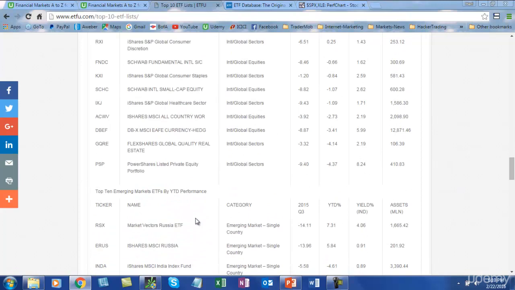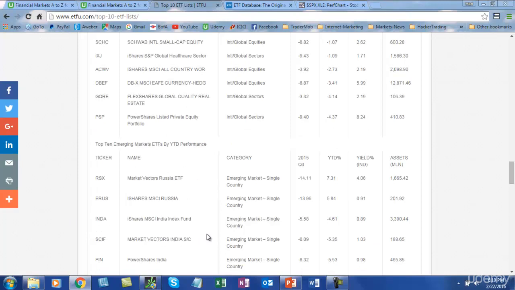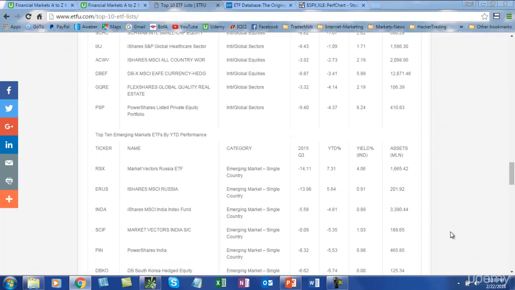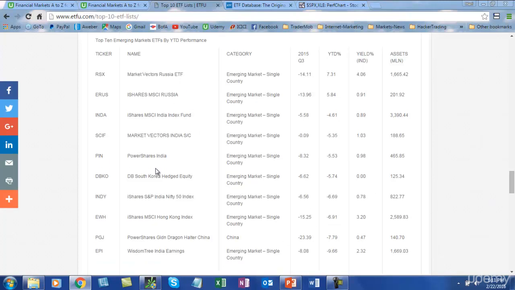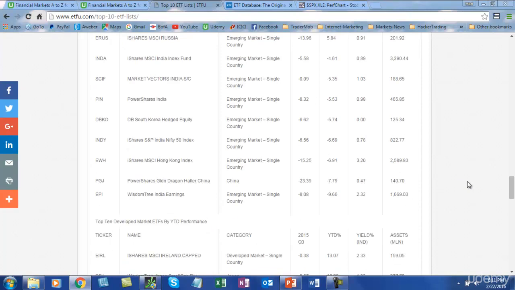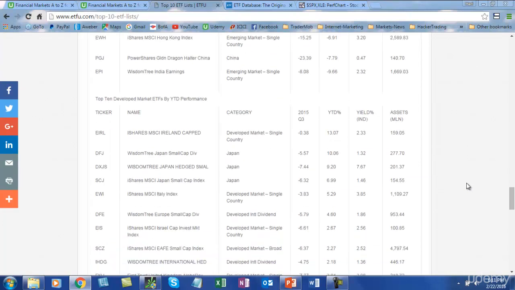Let's see, emerging markets. So we have some emerging markets. Here's the ETF for Russia. Here's an India ETF. Here's another India ETF. There's one for South Korea. There's one for Hong Kong. We'll go take a look at some of these ETFs, and you'll see the composition of these ETFs, and you'll see that they mimic the particular index that each is trying to mimic. So here INDY mimics the Nifty 50 in India, and so we'll go take a look at some of those examples. Then you have developed market ETFs as well. So this is for Europe and Japan and Israel and all of that.